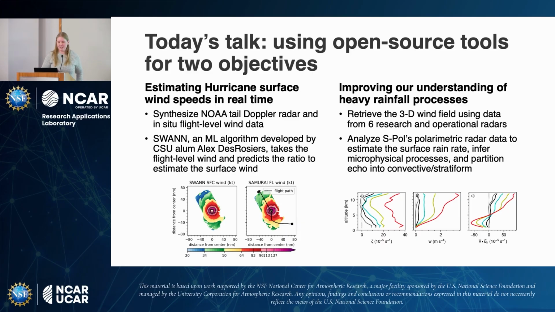And then the second part is improving our understanding of heavy rainfall processes, specifically in the Mei-yu front. And so we'll use SAMURAI in this work as well to retrieve the 3D wind field. And then we'll also analyze S-Pol polarimetric data to estimate surface rain rate and microphysics and partition echo into convective and stratiform. Most of the talk will be on this second piece because that's where I've had the most scientific involvement, but since I'm here at RAL, definitely wanted to highlight this project that we're doing.